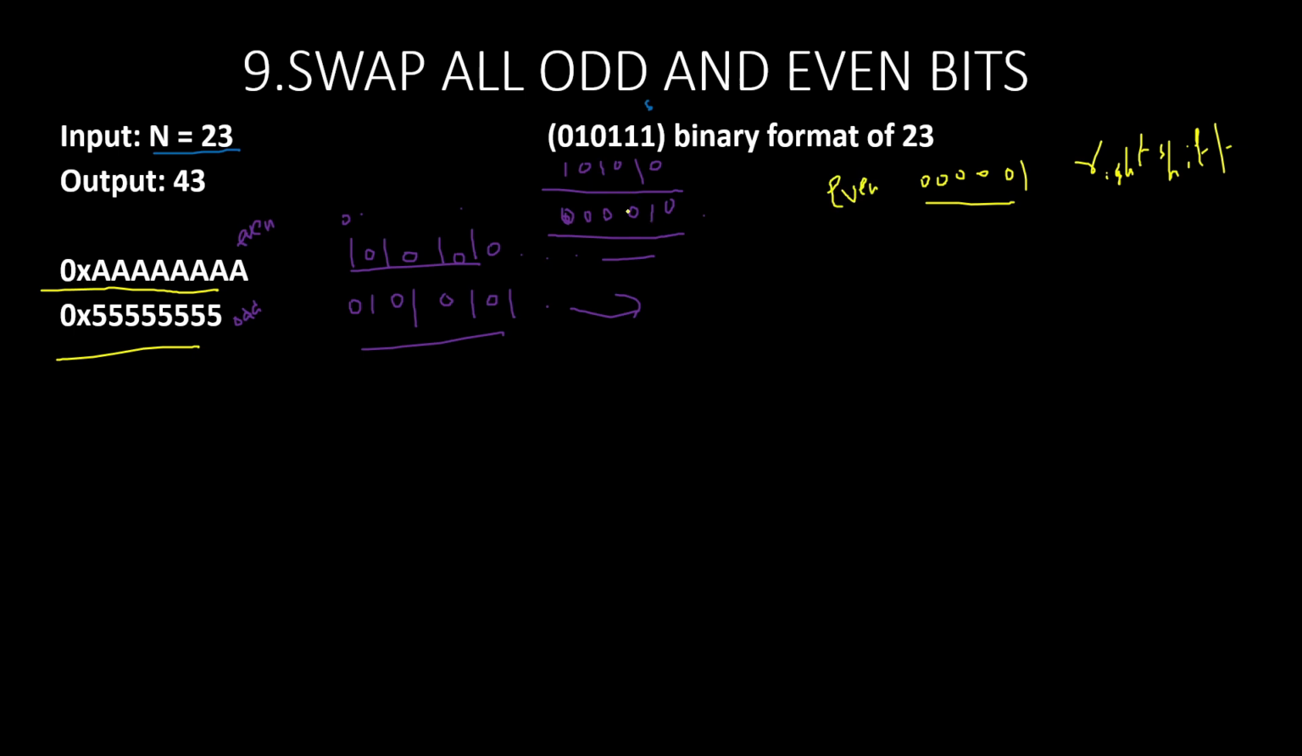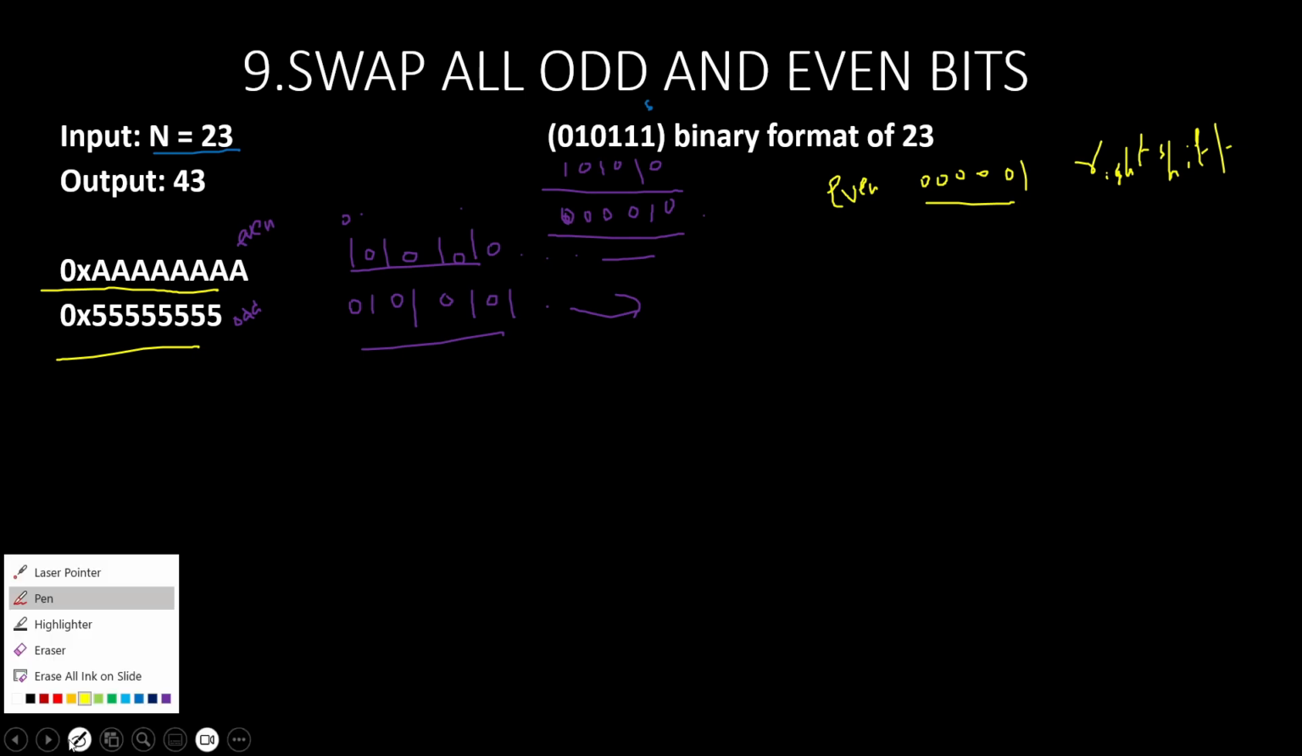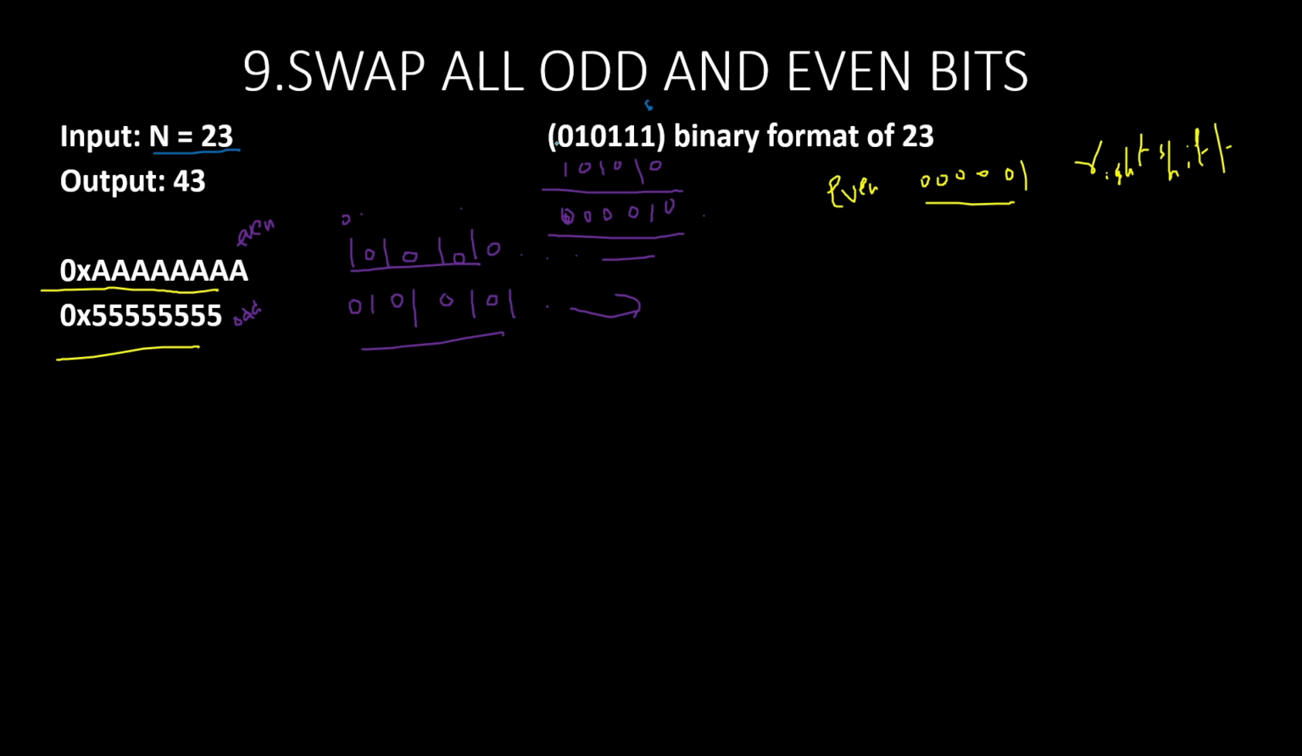Similarly, for the odd position values, let's do an AND operation again, this time with the odd position mask. Let's take the above example, 0, 1, 0, 1, 1, 1. Now let's do the AND operation with this number. The binary value of the odd position mask is 0, 1, 0, 1, 0, and 1. This will give us the odd values. So the odd bit value is 1, 0, 1, 0, and 1. This is the value we got by using the 0x55555555 value and doing an AND operation.